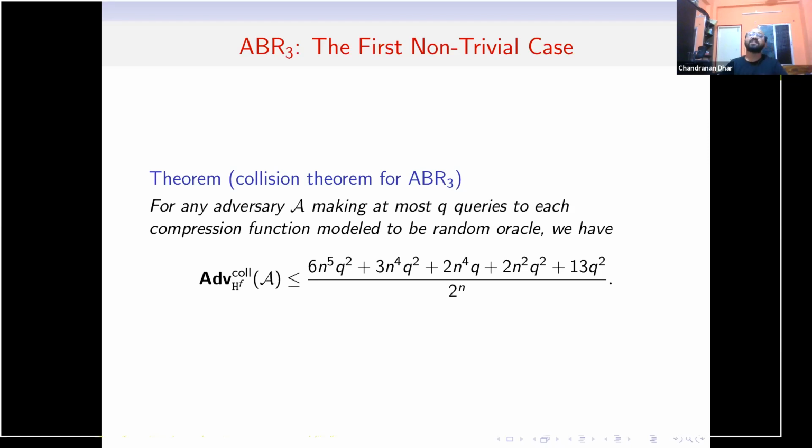But what we have managed to show is that for the first non-trivial case, that is the ABR tree of height 3, it is actually collision resistant up to the birthday bound. That is, the dominating power here is n to the 5 q square by 2 to the n. So asymptotically this is collision resistant up to the birthday bound.